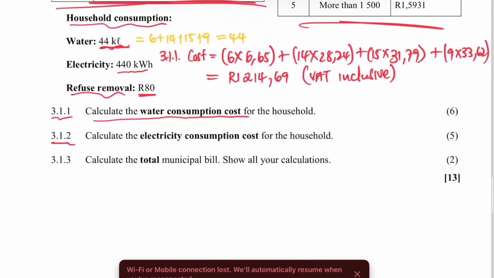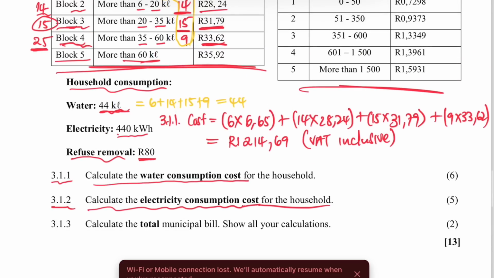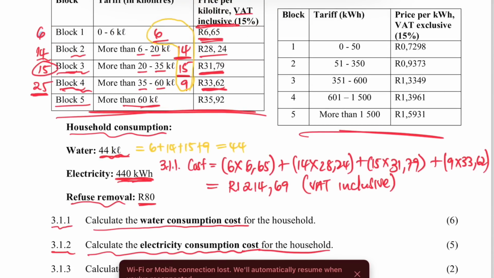Let's go and answer 3.1.2. It says calculate the electricity consumption cost for the household, right? So guys, the electricity that they used is 440 kilowatt hours. So you're going to distribute it there. In block 1, it says 0 to 50. So out of the 440, you take 50. And then in block 2, it's 51 to 350. From 51 to 350, it's 299.